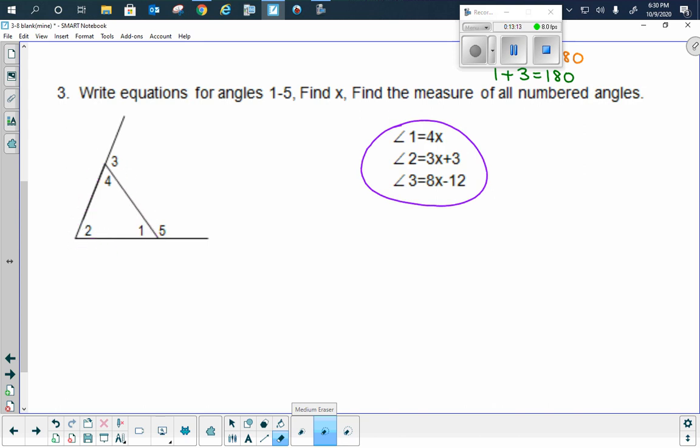Okay? Likewise, more old stuff. I completely agree with you that that's a straight angle, and therefore 3 plus 4 equals 180. But notice, you're not given angle 4. So that's not going to help us. Once again, I completely agree with you if you're saying this is a straight angle. Angle 1 plus 5 does equal 180. Again, notice I'm not given angle 5. Okay, so that's not going to help me.